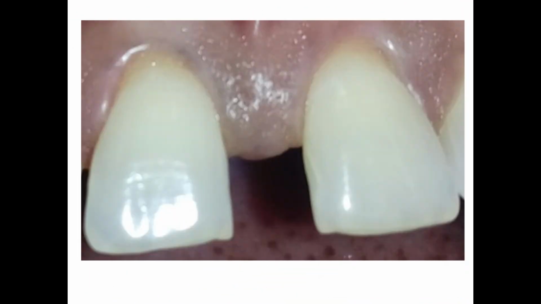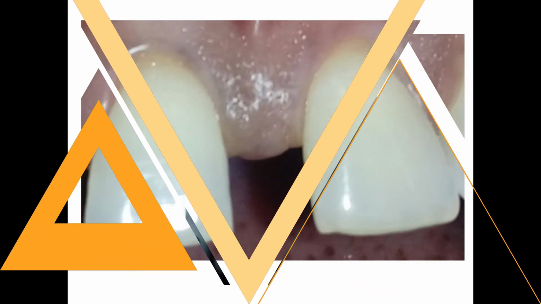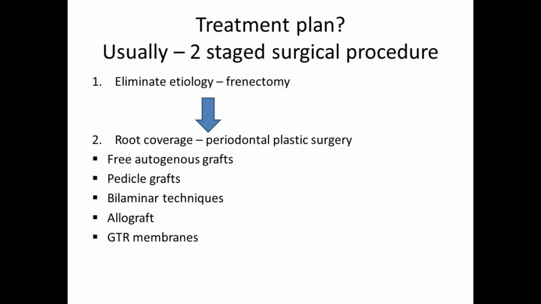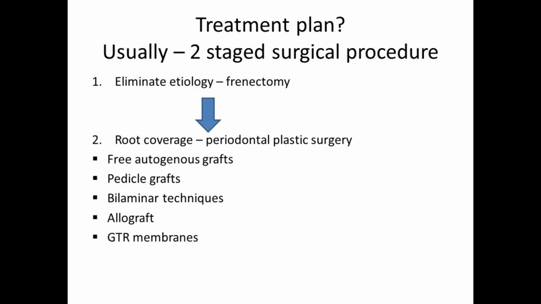So in this picture, you can clearly correlate with the clinical feature which I have told you of gingival recession. And then the routine blood investigation is done with the radiographic investigation, which is correlated with that of our clinical feature also. The diagnosis was made as chronic localized periodontitis in relation to 11 and 21 with the aberrant maxillary frenum. So what do you think the treatment plan would be? Yes, you would have thought it is a two-stage procedure, first with the frenectomy followed with the root coverage procedure.